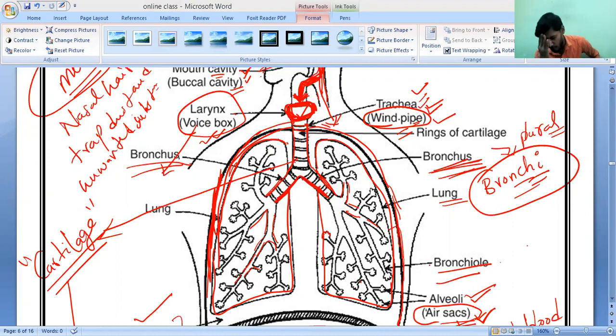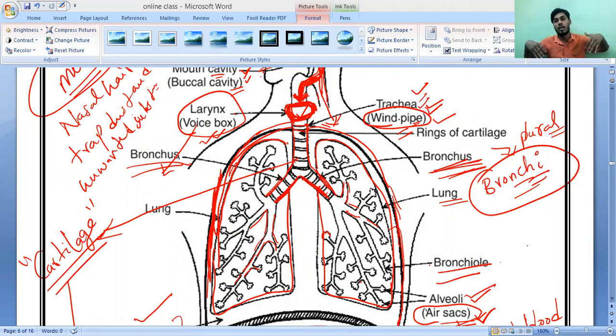What is the use of bronchioles? Can anybody say? They will increase the surface area of the lungs so that more air can be taken in. That is important. Increasing the surface area is why we are taking in a huge amount of air, which will meet the requirement of oxygen supply of our body.